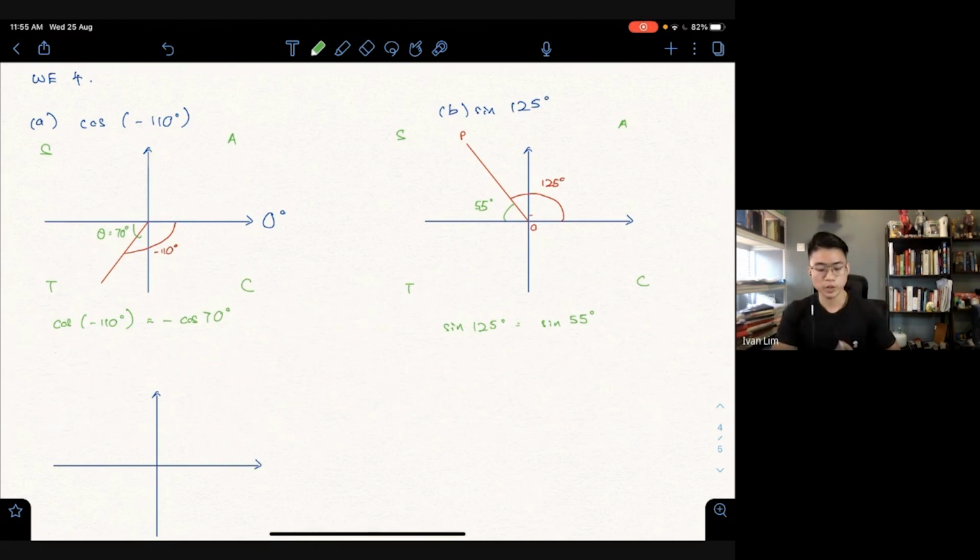Okay, how can we be sure? Let's just check. Sine 125, 0.8191. Sine 55, also 0.8191. Positive and negative values are totally different things, so you all have to take note of whether it's positive or negative. Okay, clear? This is how we convert the value into an acute angle.